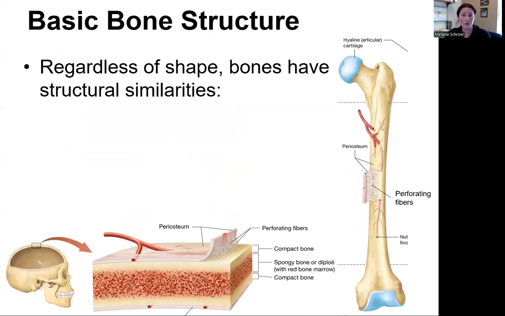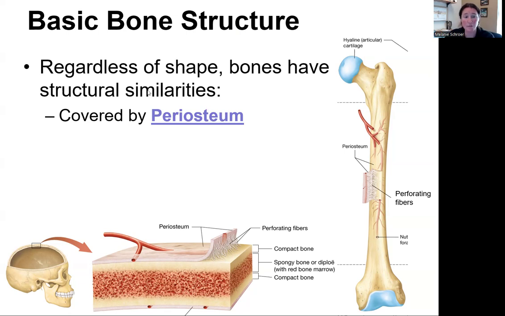We're going to focus on long bones and flat bones here because they're good representatives. But really, regardless of shape, bones in general have some of the same structural similarities. First of all, they are covered by a periosteum. So peri means going around the outside, and ost is a root that means bone.